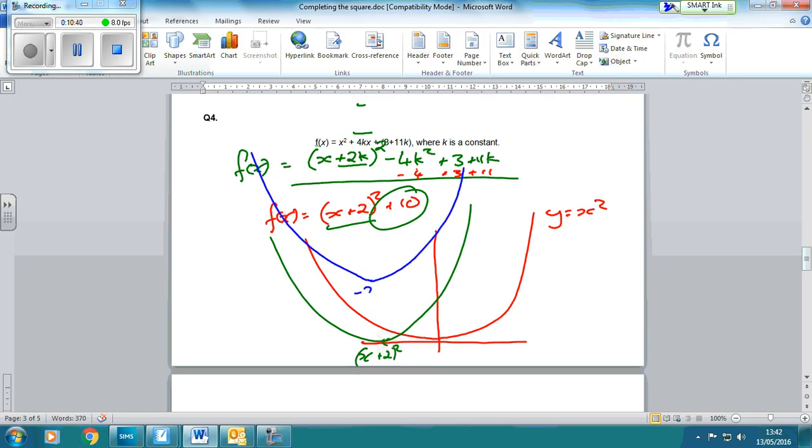So therefore, (minus 2, 10) is going to be the minimum point. And we know that it goes through whatever this is here, which turns out to be 14. And that's it.